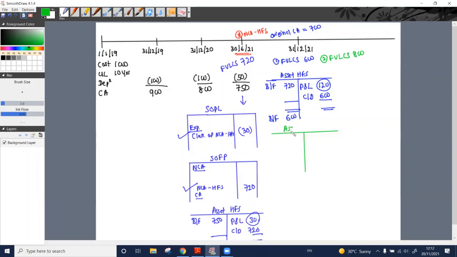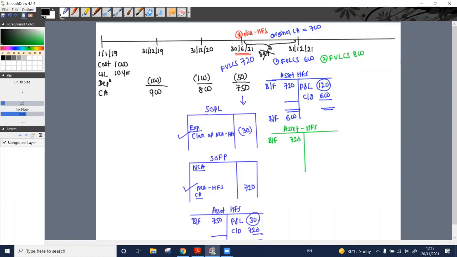This is the asset held for sale. Brought forward balance is 720. 720 කියන්නේ මෙන්න මෙතනින් ආපු value. Initial measurement එකකින් ආපු value එක. Depreciate කරනවද? For this period, for these 6 months, do we need to depreciate? Once we classified it as a non-current asset held for sale, we are not going to depreciate.